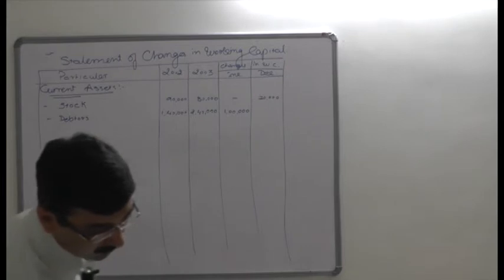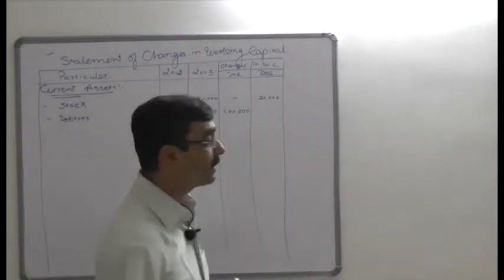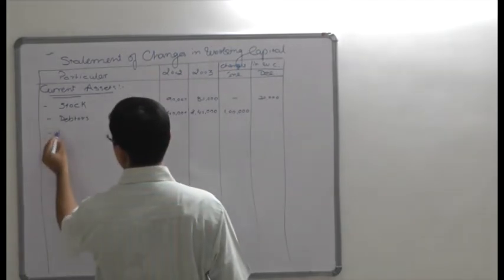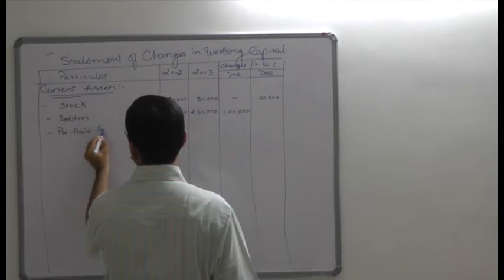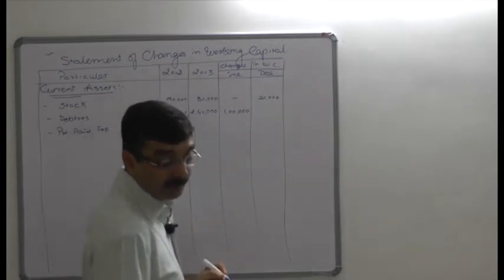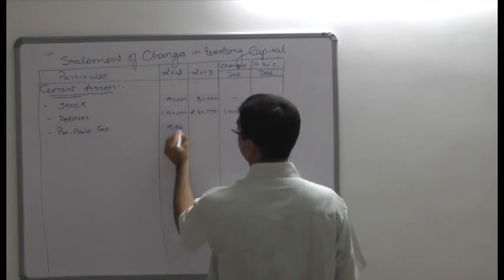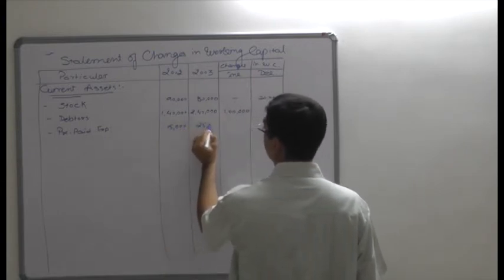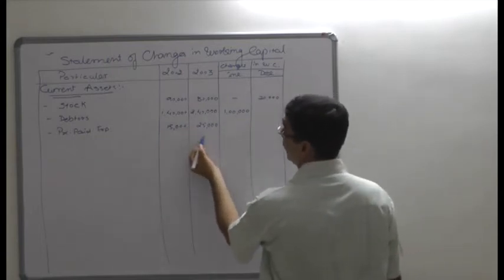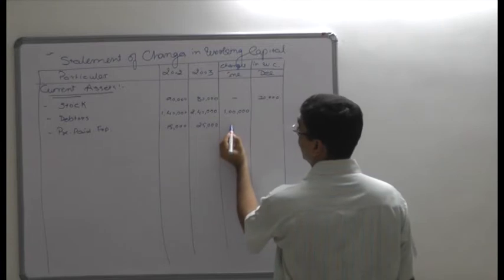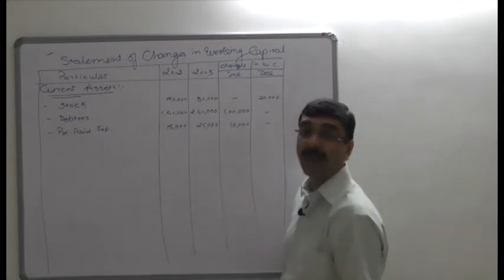After the debtors, the next item is prepaid expenses. Prepaid expenses is all about current assets only, paid in advance. Prepaid expenses are given, that is 15,000 and 25,000. Again it is the same situation as debtors. Current year current assets is higher than the last year, so the value is considered as an increase value.